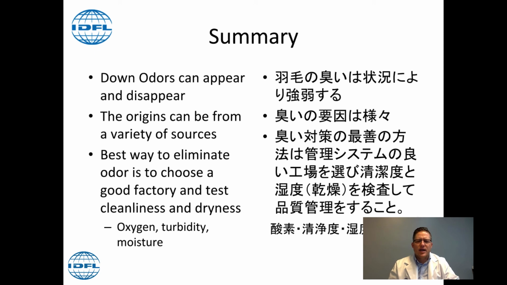Just as a quick summary, down odors can appear and disappear. It's very difficult to quantify and qualify the testing. Once again, we have no idea what's happened along the supply chain. We can evaluate the odor based upon other samples of what is possible within the industry, but it's very difficult to nail down one particular cause of the odor within a particular product. The best way to eliminate odor is to choose a good factory and make sure that sufficient testing is occurring.